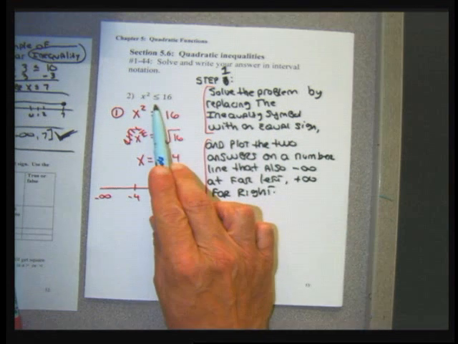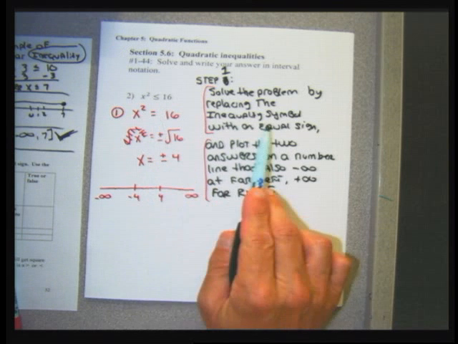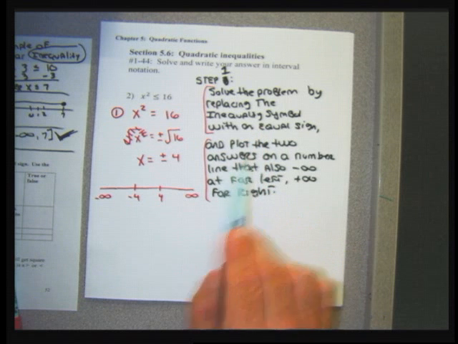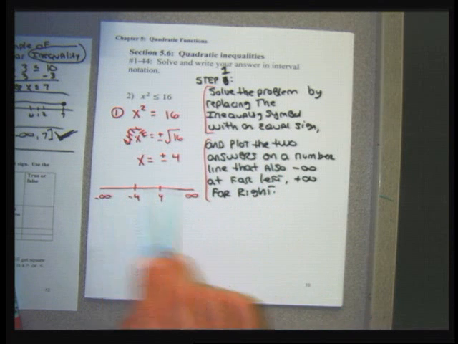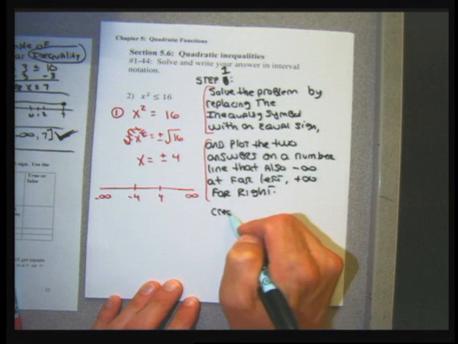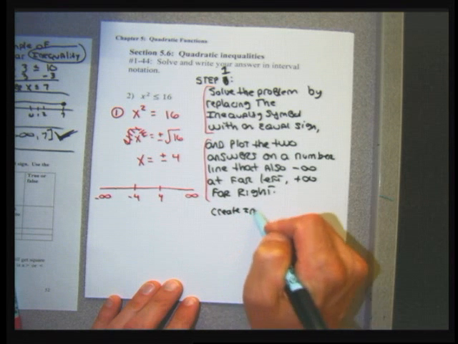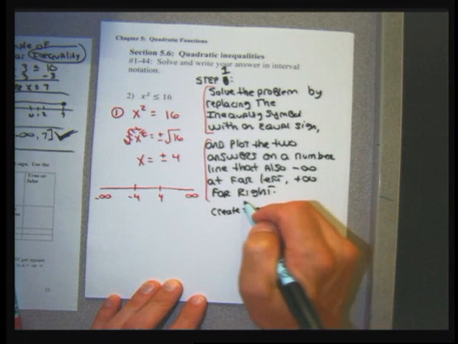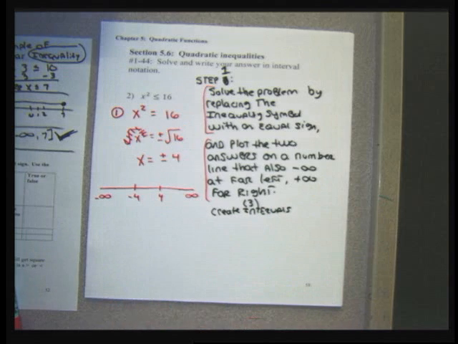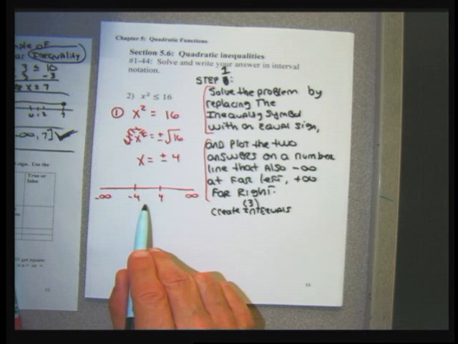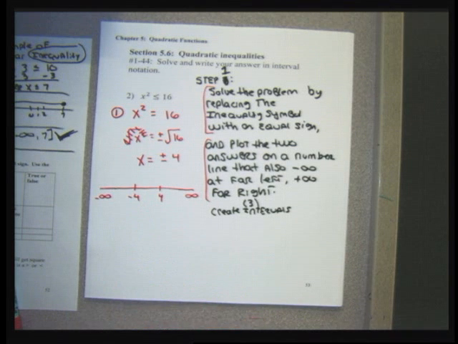I replaced the less than or equal to sign with an equal sign. I solved it, got 2 answers, which mostly I'll do is I'll get 2 answers. Now I'm plotting the 2 answers on a number line that also has negative infinity on the far left, positive infinity on the far right. Next, I'm going to create intervals. And there's normally going to be 3 intervals. So I'm going to create 3 intervals. Normally 3 intervals. If there's 2 numbers that I put on the number line other than the infinity, you get 3 intervals. You always get one more interval than numbers that you put on the number line, not counting the infinities.